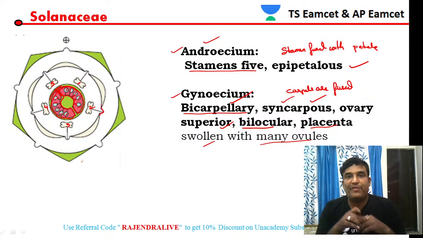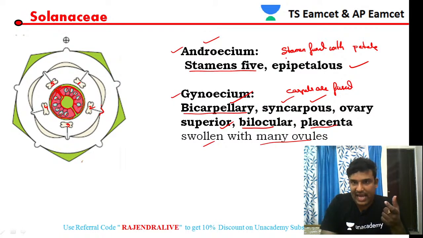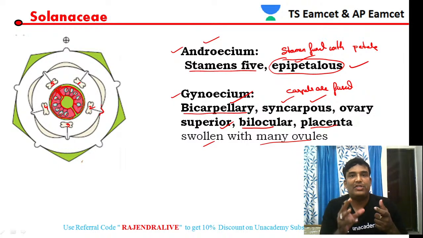So if you see the typical gynoecium, it is bicarpellary in nature, syncarpous, ovary superior, bilocular, and it is having the placenta, and that placenta is also swollen in nature. Another important character feature is androecium, because it is routinely asked in the multiple choice questions. Epipetalous condition is a character feature of Solanaceae members.